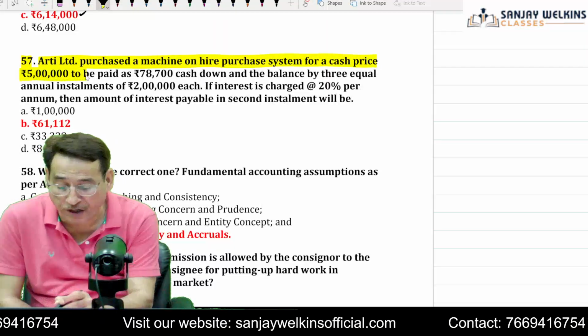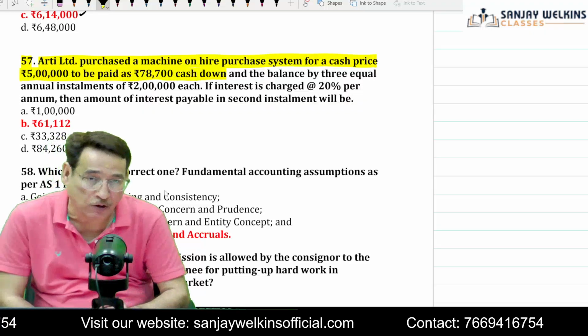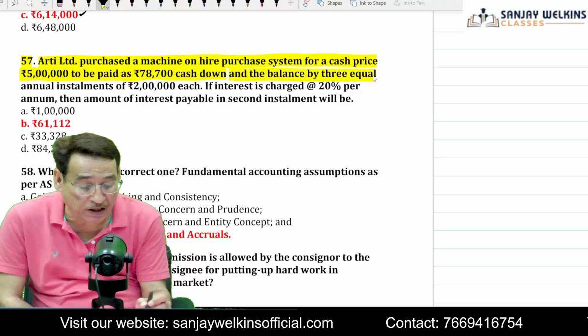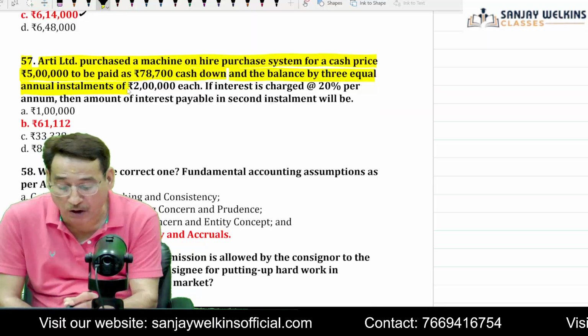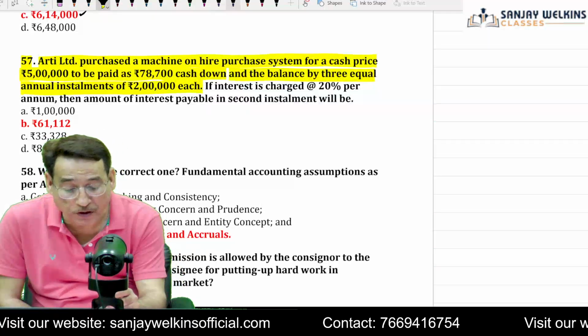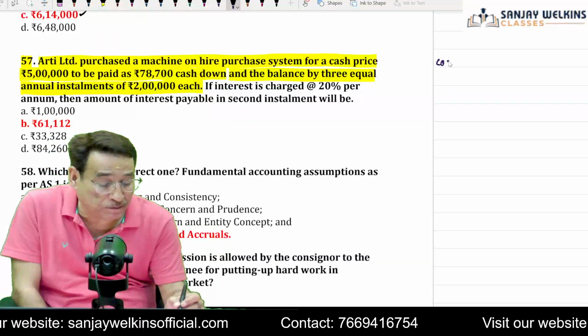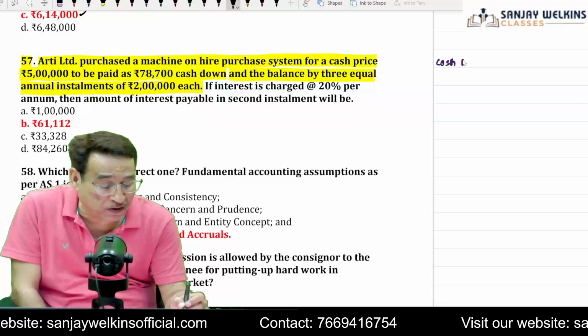Further, you are being given that Aarti Limited purchased a machine on hire purchase system for a cash price of rupees 5 lakh, to be paid 78,700 down, and the balance by 3 equal annual installments of 2 lakh each. Up to this point, we may say that cash price is equal to 5 lakh.